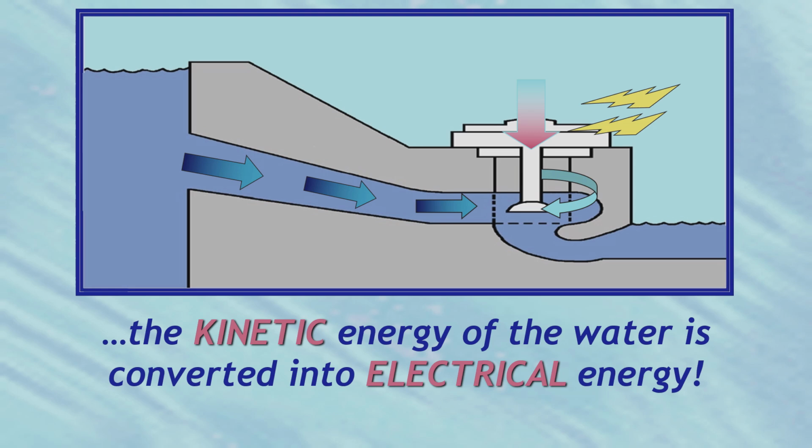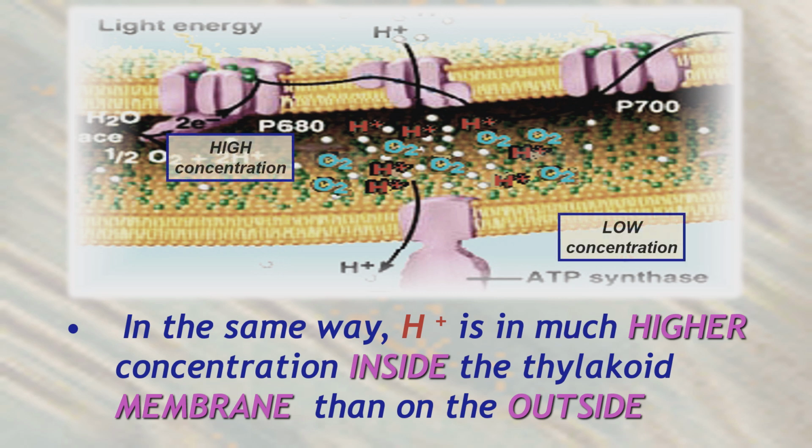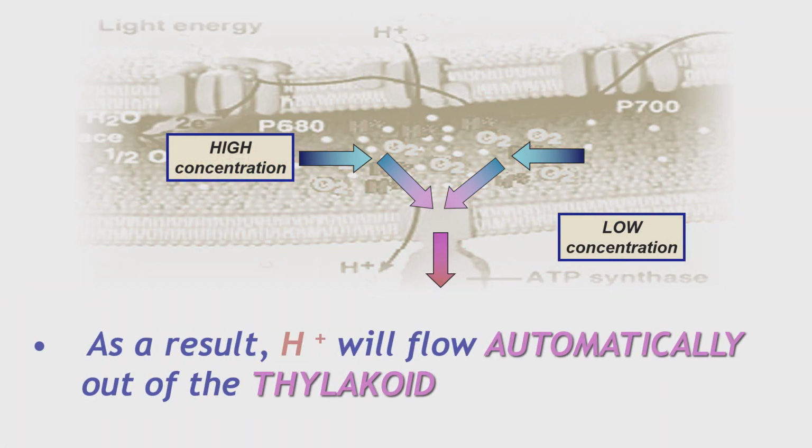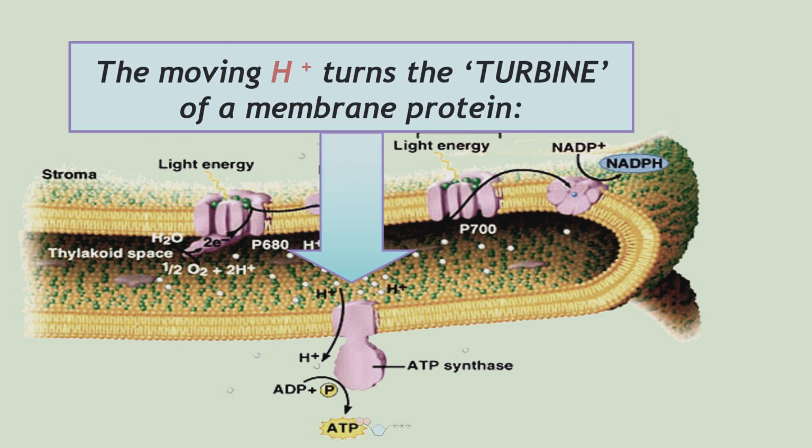In the same way, protons, H+, are in much higher concentration inside the thylakoid membrane than on the outside. High concentration within, low concentration without. So as a result, protons will flow automatically out of the thylakoid, again going from high to low concentration. These moving protons will turn the turbine of a membrane protein. We actually have a miniature machine.